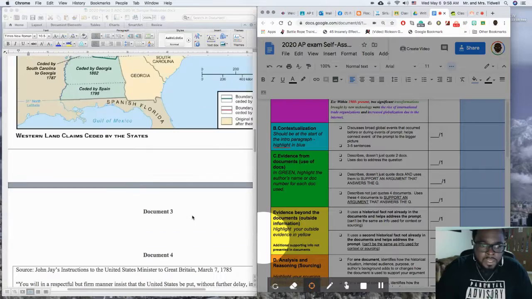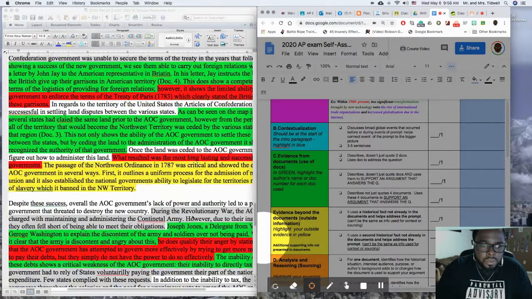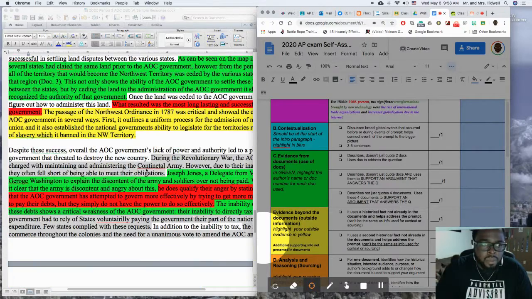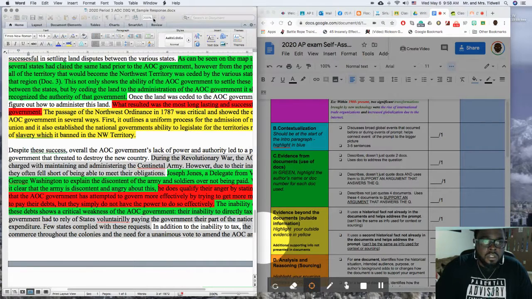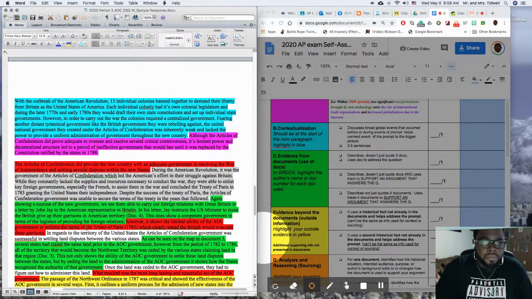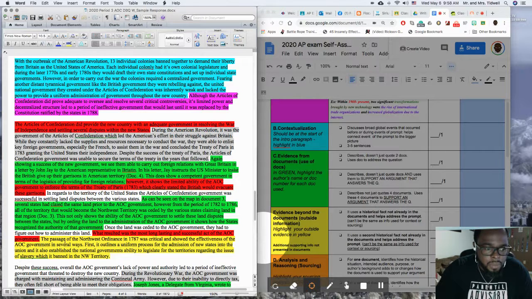If you want to look at an example that I did, let's go back to the paper here. Okay, make this a little bit smaller so y'all can see a little bit better. All right, so here's an example. The passage of the Northwest Ordinance in 1787 was critical and showed the effectiveness of the AOC government in several ways. So to talk about the Northwest Ordinance, that was something outside of the document that was given in this sample DBQ. All right, let's go back over here.